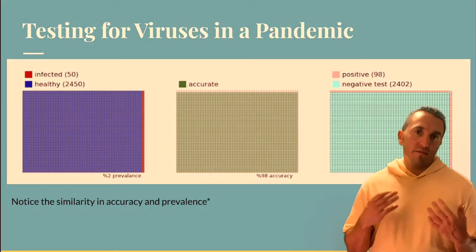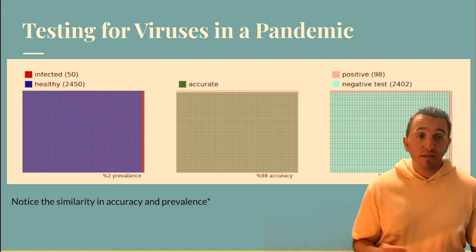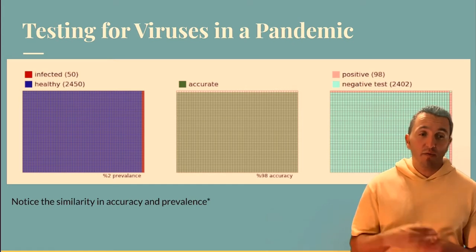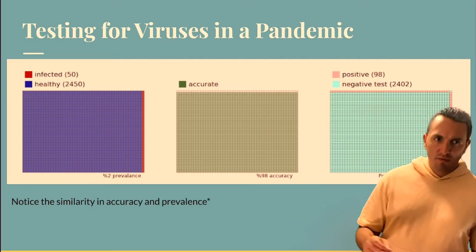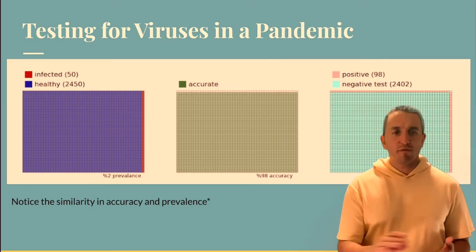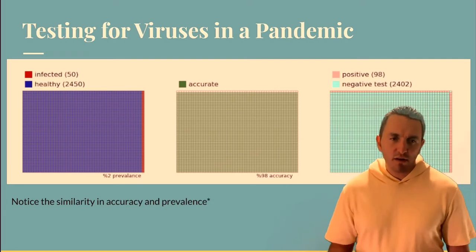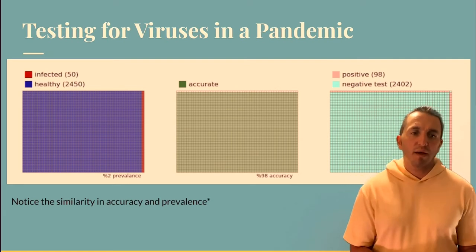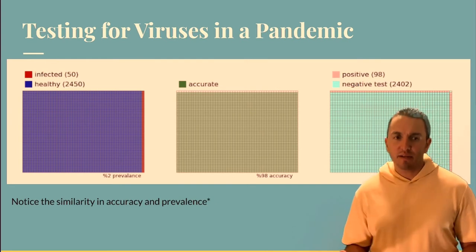We're going to have a population of 2,500 people, so it's a 50 by 50 box, and we're going to imagine first that we have a prevalence of 2%, right? So 2% is just 50. If we do that, right, we just select one row to be the inaccurate row and one column to be the infected column. If you do that, you can see that you have 2,402 negative tests and 98 positive tests.